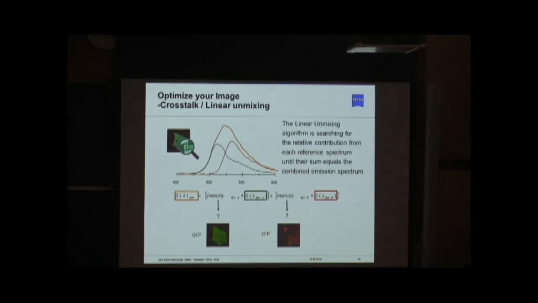And it works in the way that the linear unmixing algorithm is searching for the relative contribution from each individual spectrum until the sum equals the combined emission spectrum. So basically, the linear unmixing algorithm is completed when the relative contributions from each reference spectrum add up to the measured spectrum that you receive from the double stain sample.